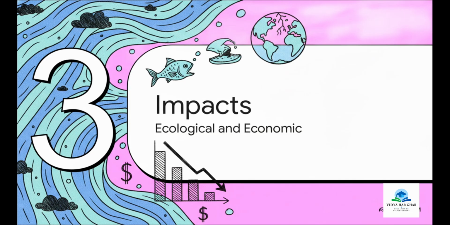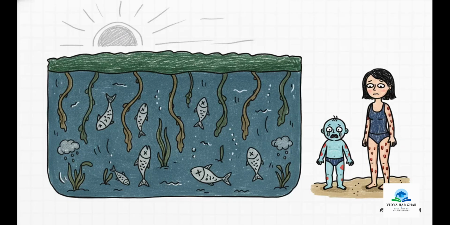Let's shift our focus to Section 3, ecological and economic impacts. The ecological domino effect here is devastating. First, the massive algal blooms sit on the surface. Actually, scratch that. They don't just sit there. They completely block the sunlight, shading out and killing deeper benthic plants that provide crucial habitat.